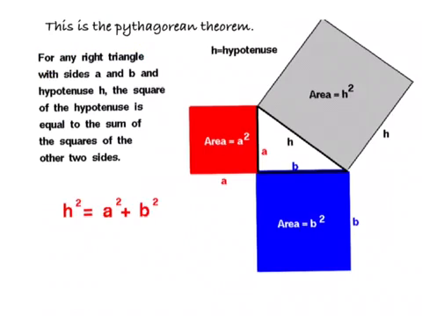Okay, so this is the Pythagorean theorem. For any right triangle with sides A, B, and hypotenuse h, the square of the hypotenuse is equal to the sum of the squares of the other two sides. Here it put H, but normally we put C because of just the alphabet order. So you can just think of it as C or even H. It doesn't really matter. It's the same thing. So what does this actually mean?